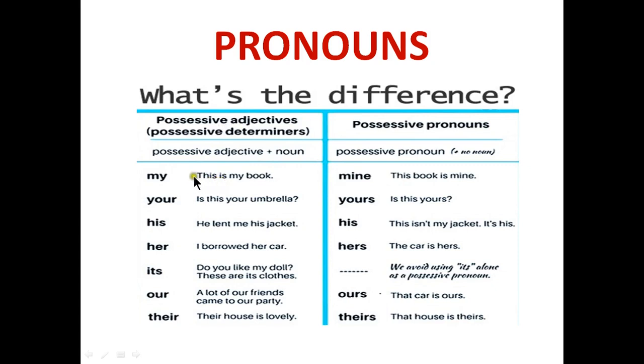This is my book. So my is a possessive adjective, and this book is mine. Mine will be the possessive pronoun here. Like for my, it will be mine. Your, yours. His, his. Her, hers. Its. Okay, we avoid using its alone as a possessive pronoun. Our, ours. Their, theirs.